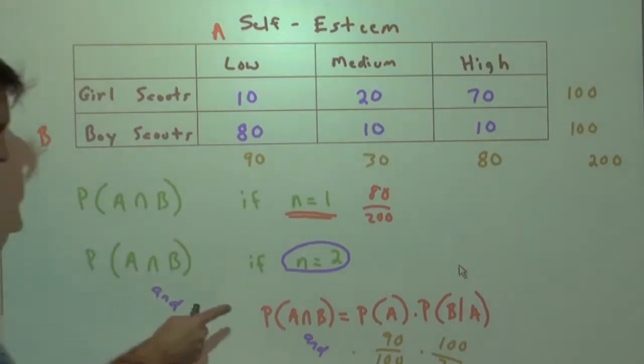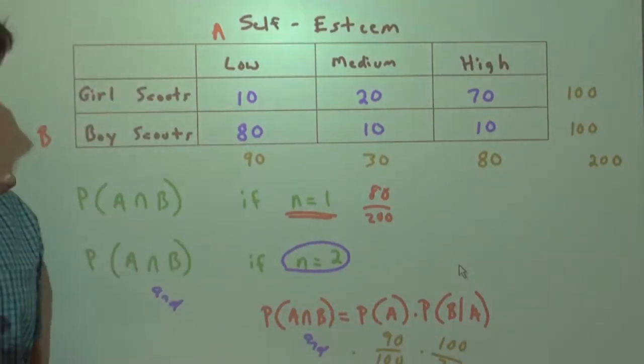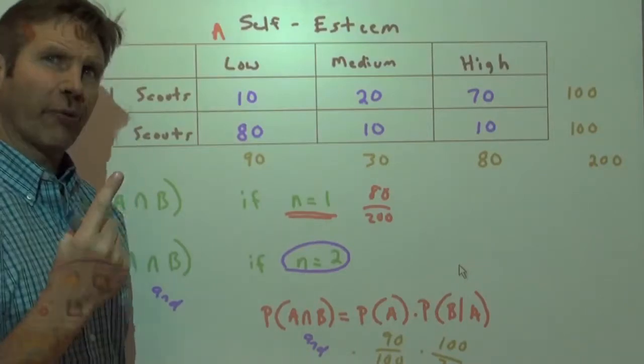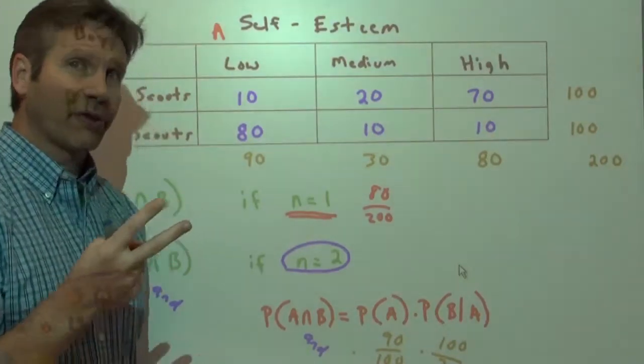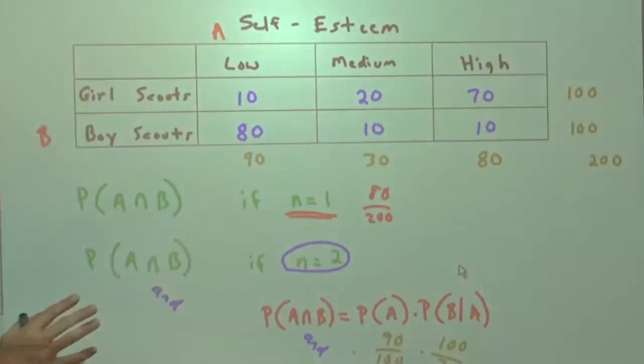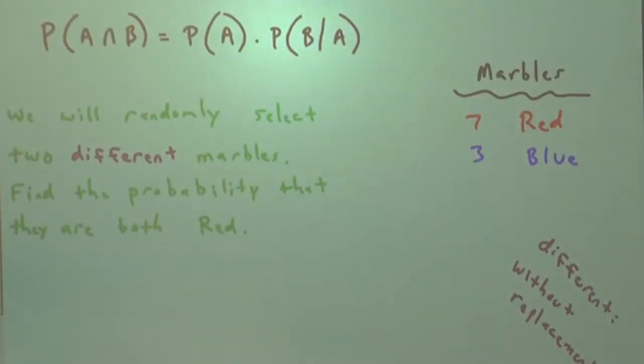So this formula could be a little bit ugly, but the thing I want you to take away from this right now: if you select one thing, the word "and" means intersection. If you select two things, the word "and" means to multiply. That's really a better understanding as we go forward.